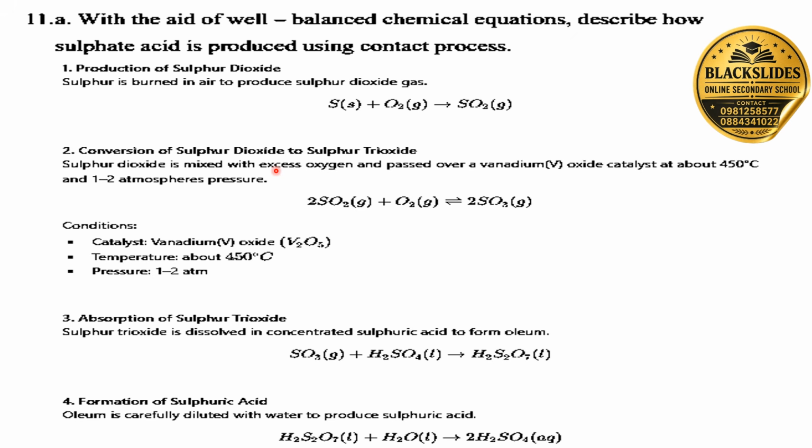The process works best under these conditions, where vanadium oxide is used as a catalyst, and a temperature of 450 degrees Celsius is desired. And also a pressure of 1 to 2 atmospheres. This is called the contact process.